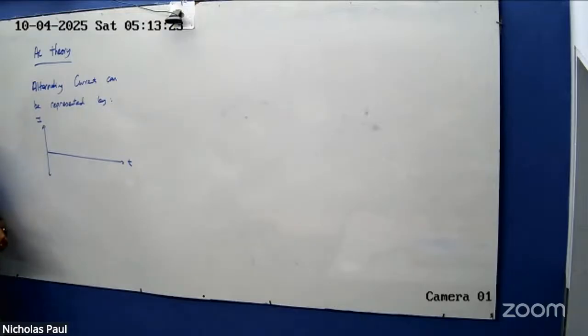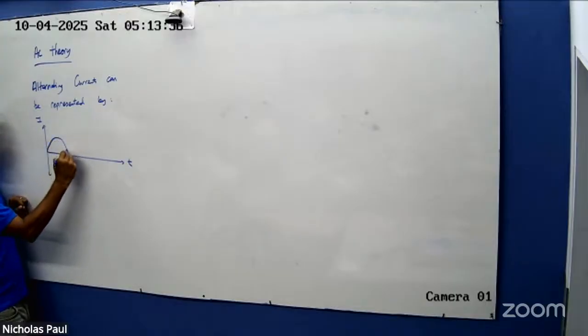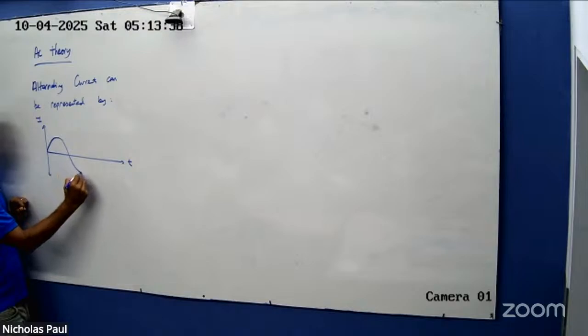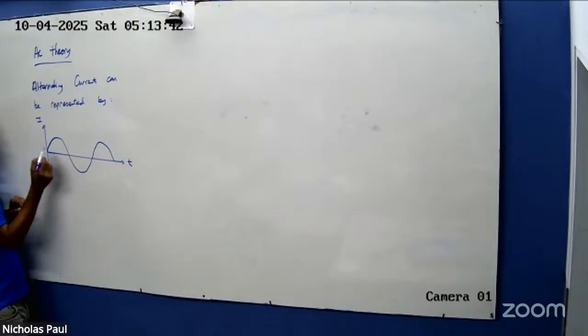All right, so what you have is current versus time, and you have a sine graph. Zero, maximum, back to zero, negative, and so on. What you will recognize here is that some of the values are positive, some of the values are negative.